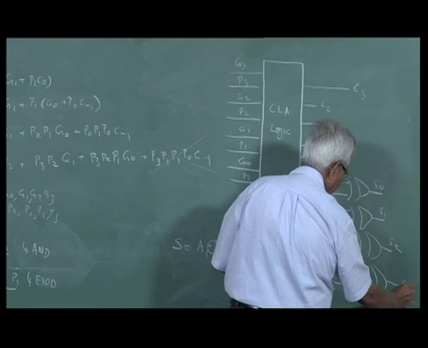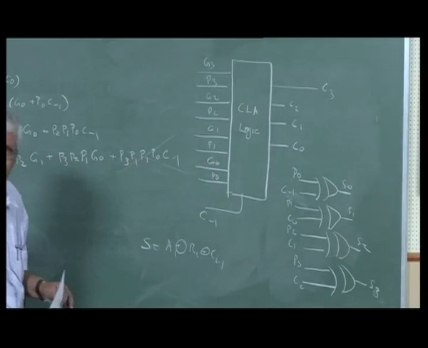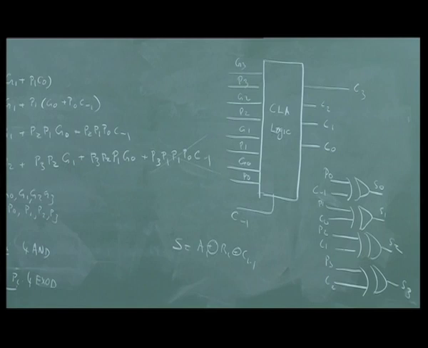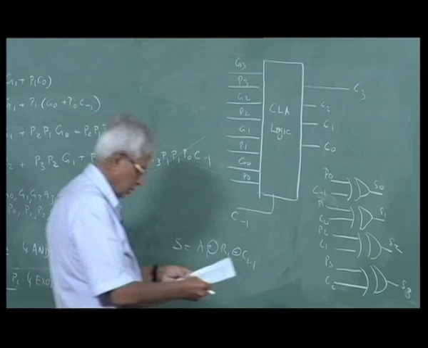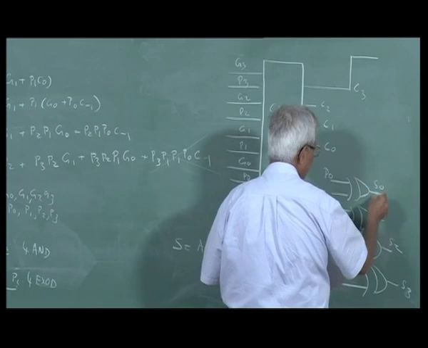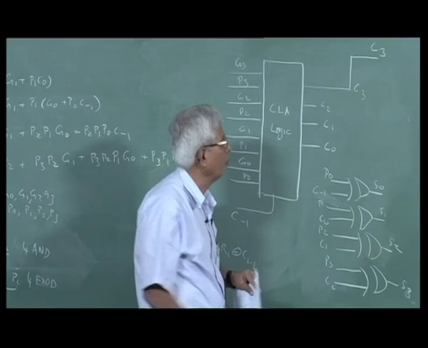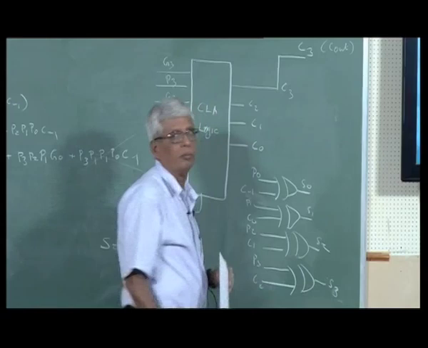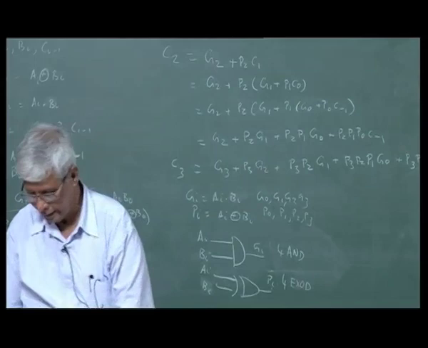But I don't need all the intermediate carries. In the chain I drew, the final carry is what matters. This is the carry which will be the output. So, I will have S0, S1, S2, S3 and carry out. Now the advantage is, I don't wait for the carry to propagate, I carry them.